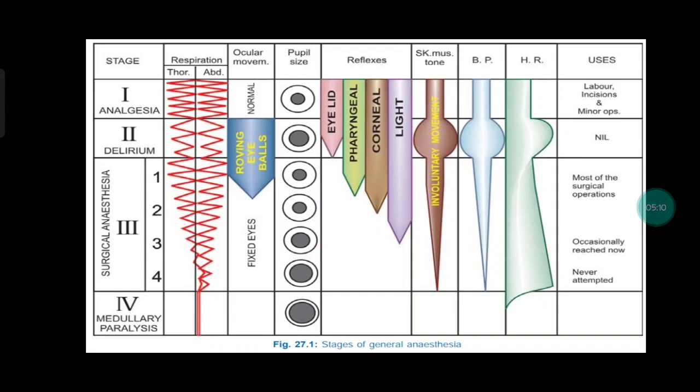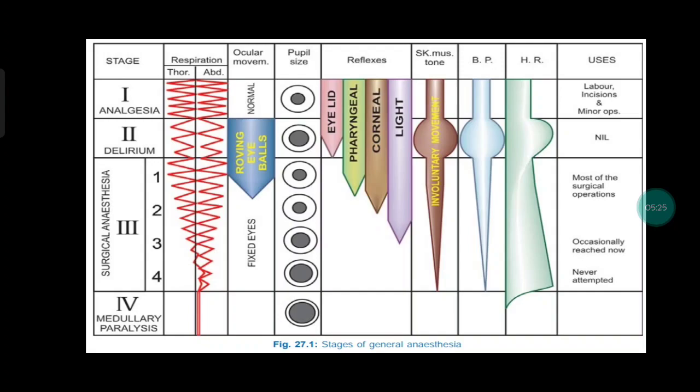It is not as such a significant stage, but yeah, it is used in order to avoid the trauma to the patient. Now stage 3 is the surgical anesthesia, wherein it is divided into 4 stages or the 4 planes, that is the plane 1, 2, 3 and 4.